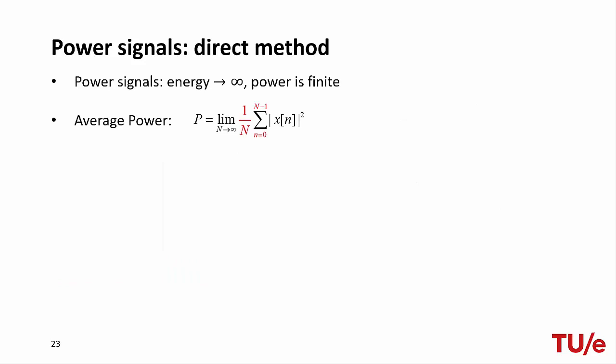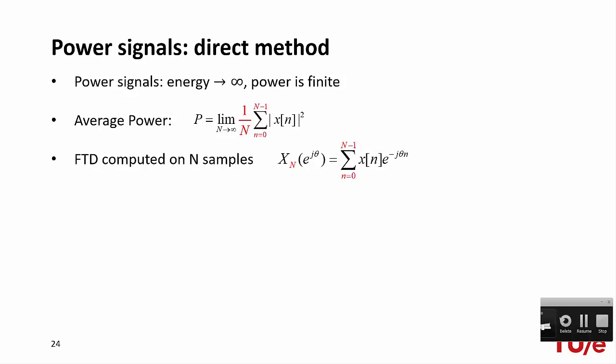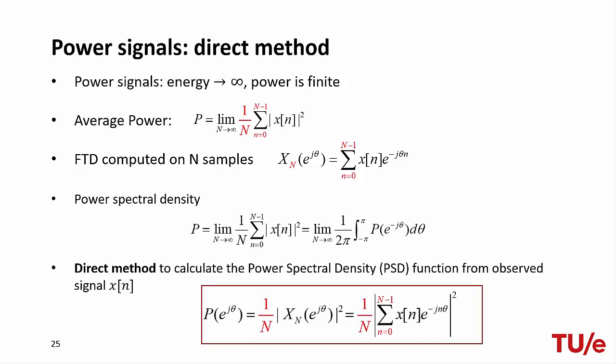In the following, we are using an equivalent definition of power for which the summation goes from 0 to n-1 rather than from -n to n. Although in principle the FTD exists only for energy signals, we can define an approximate FTD that is the Fourier transform calculated on n samples, as given in the slide. Then, with the same reasoning as for the energy spectral density, we obtain the direct method to calculate the power spectral density as the modulus squared of the Fourier transform, where this time we use only n samples to calculate the FTD, and we need to normalize by 1 over n.